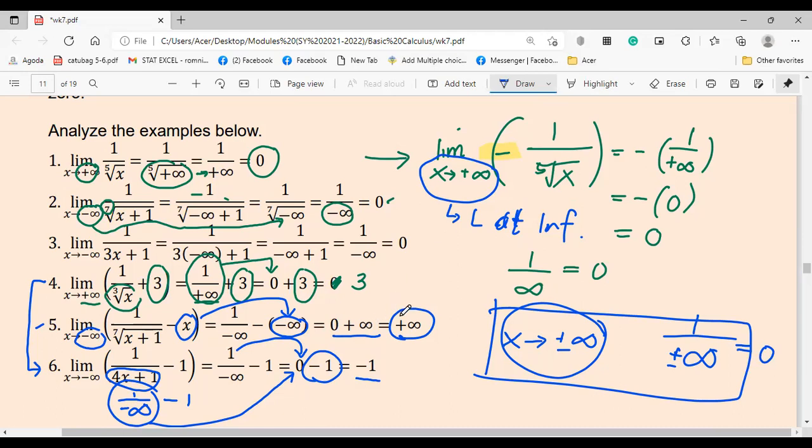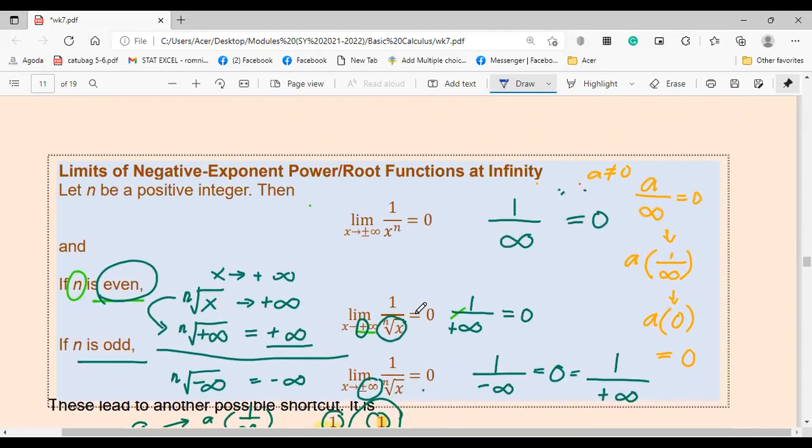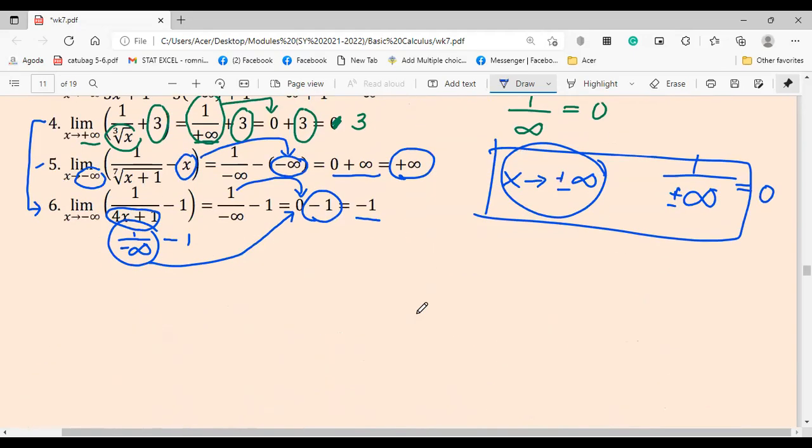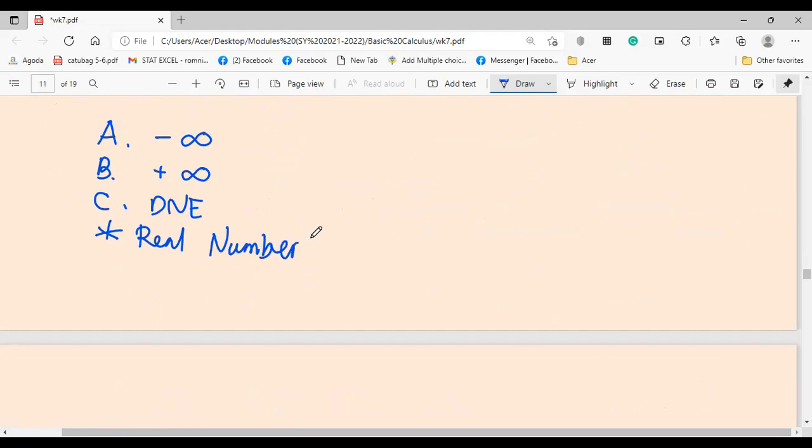Now, to check if you understood this part, I'm going to give 3 problems only involving this rule. And I want you to test if you understood. You may comment your answers again. So let's have this. You comment letter A if that's negative infinity, B if it is positive infinity, C if it is D and E, or if you have a real number that is the answer, then type that real number.